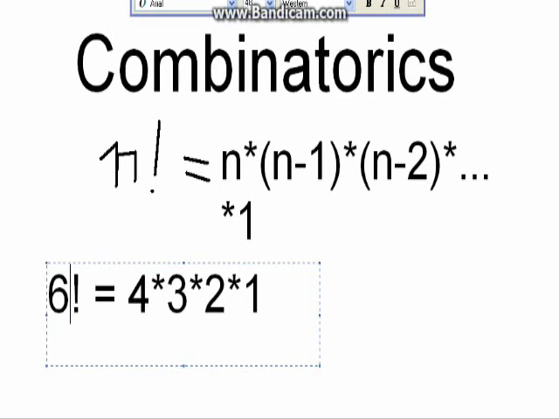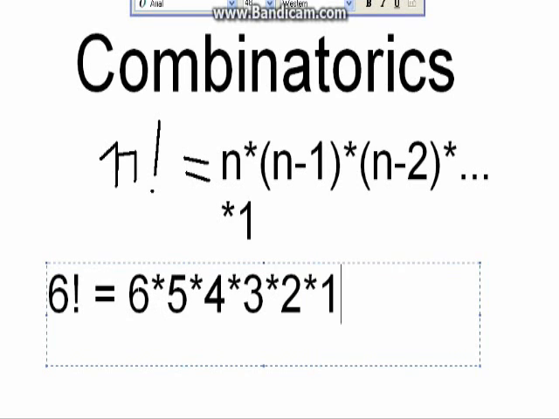However, if I had 6 factorial, it would be 6 times 5, then times 4, times 3, times 2, times 1. So how is this useful to us? Well, as you saw before, we had 5 times 4, and then times 3, and then we stopped. Okay? So how can we represent this with factorial notation?